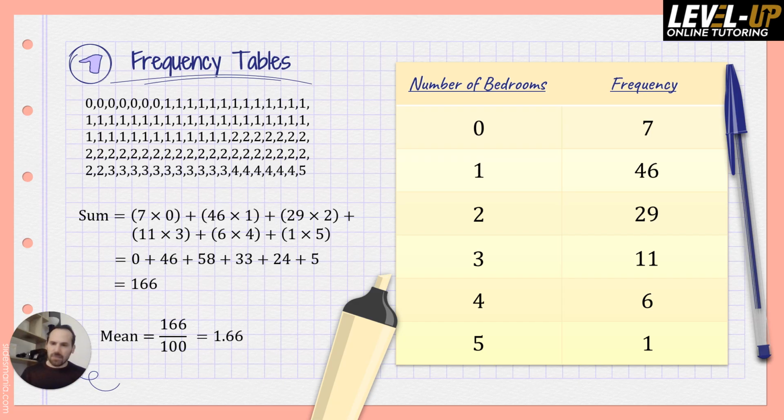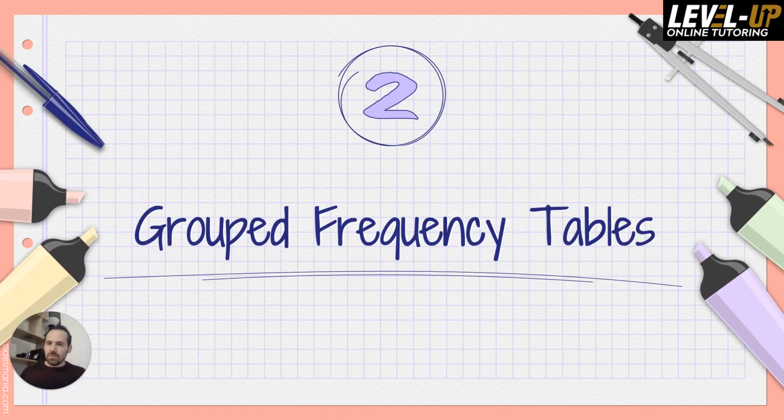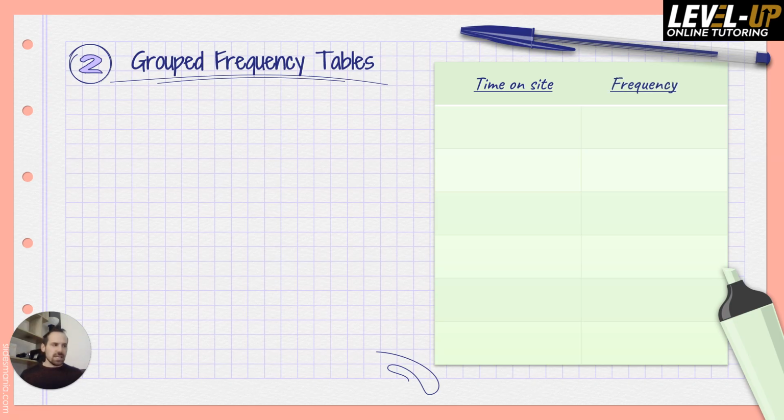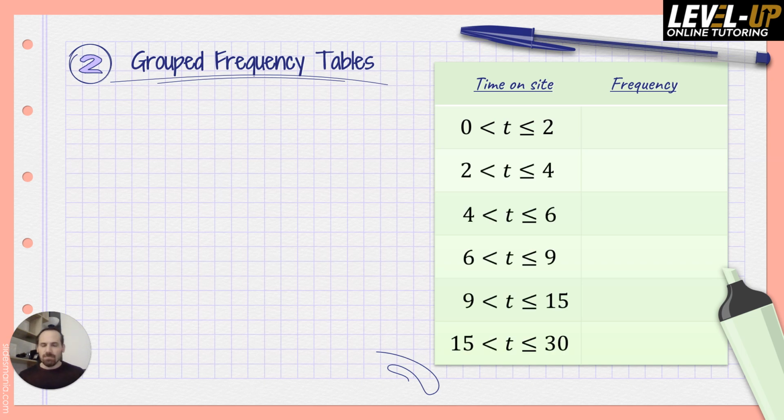So let's move on to the grouped frequency table. It's something like this. Say what we're tracking here is the time spent on a website. A site is tracking the frequency of people on their website and how long they spend on it. So we might have something like this, where T is the time spent on the website, and we have between 0 and 2 minutes, 2 and 4 minutes, 4 and 6 minutes. Just like we saw when we were doing our questionnaires in the first statistics lesson, we need to be careful that we don't have overlapping categories.